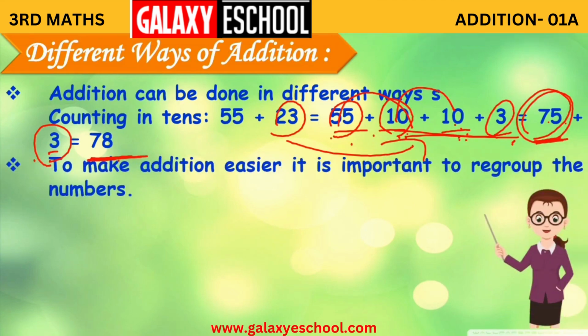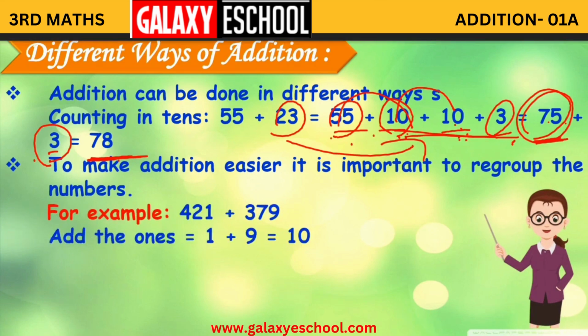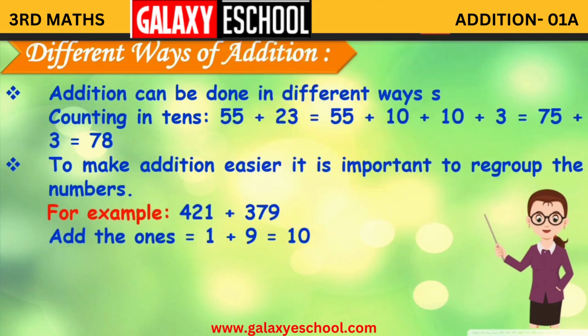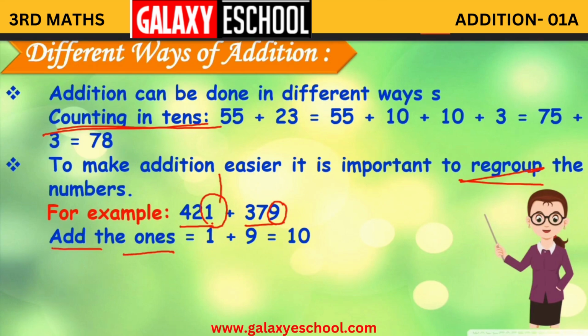To make addition easier, it is important to regroup the numbers. For example, 421 plus 379. Now this was one way, right? We counted in tens. Now here we are regrouping the numbers. For example, we have these two numbers 421 and 379. Okay, children? And how do we start adding? We start adding from the ones place. So we have 1 and 9 in the ones place. We add the ones. 1 plus 9 becomes what, children? 1 plus 9 becomes 10, right?